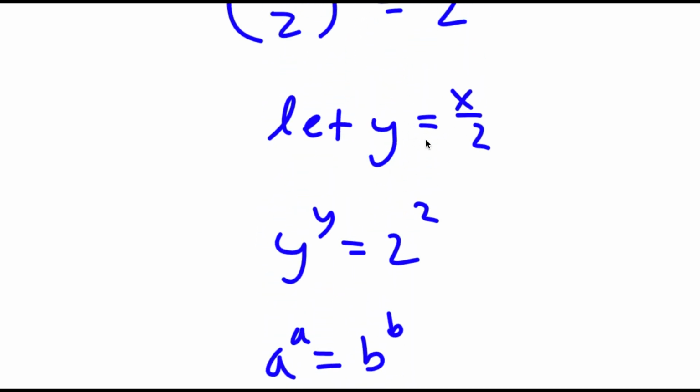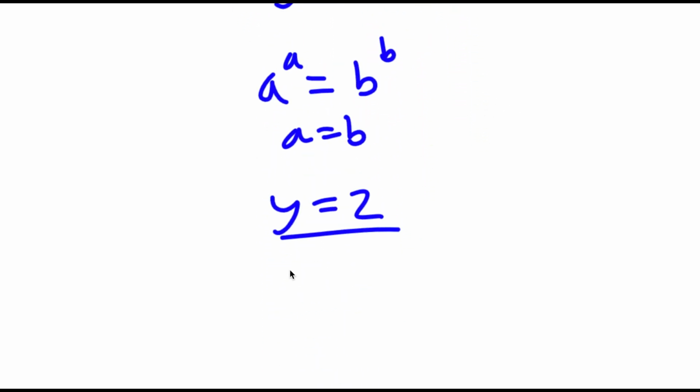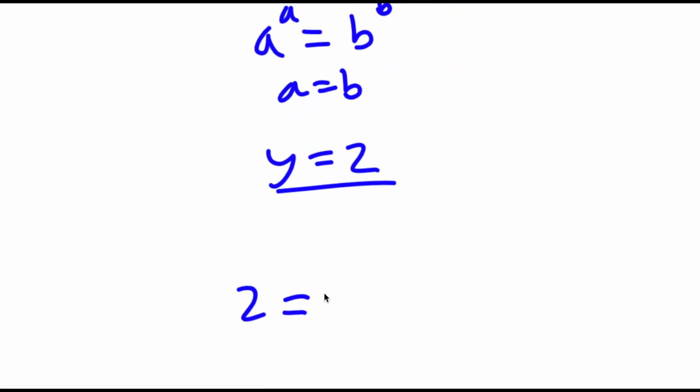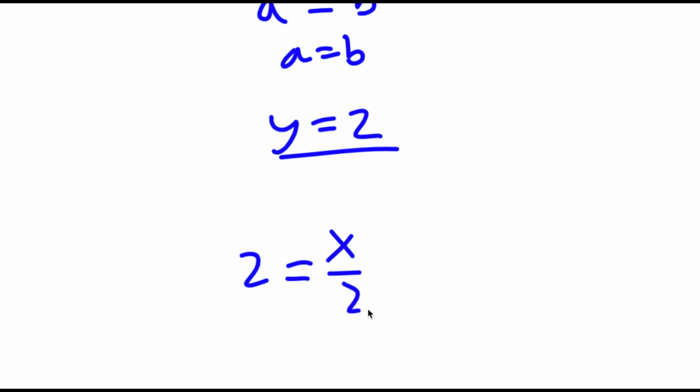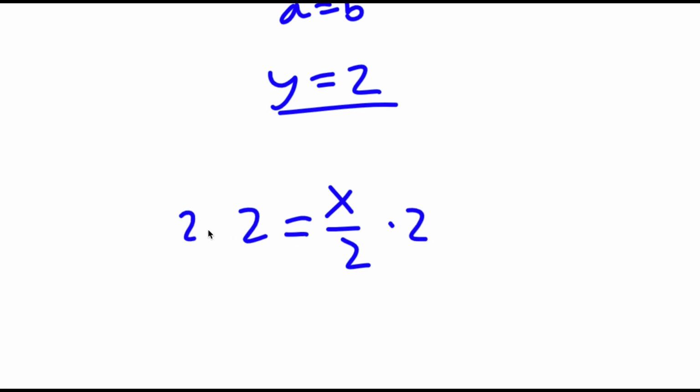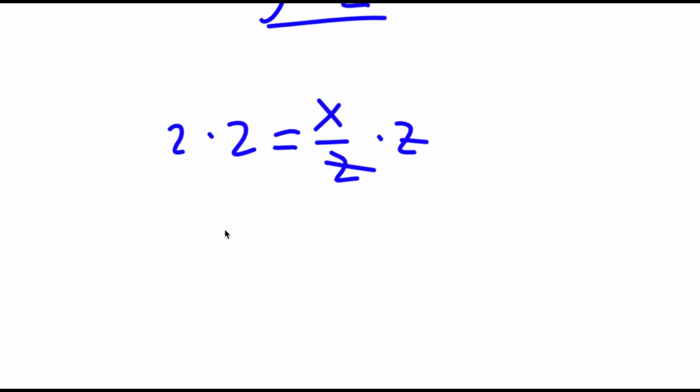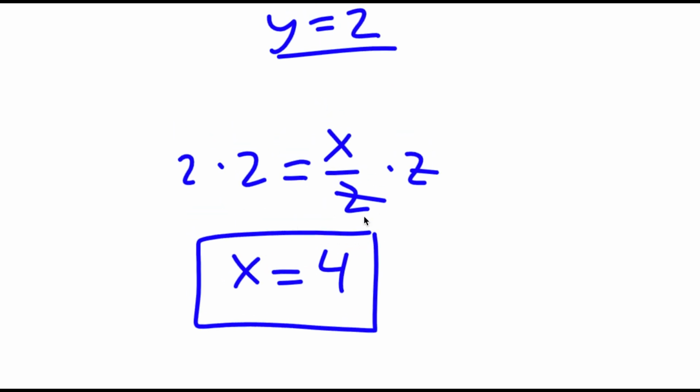Now remember we set y equal to x/2. So if y equals 2 and y is also equal to x/2, this means that 2 is equal to x/2. So now if I multiply both sides by 2, these two cancel out, and I get x is equal to 4. So this is my answer.